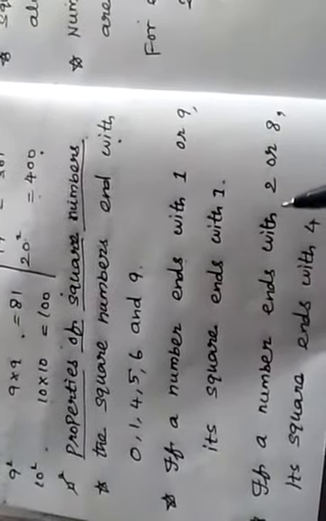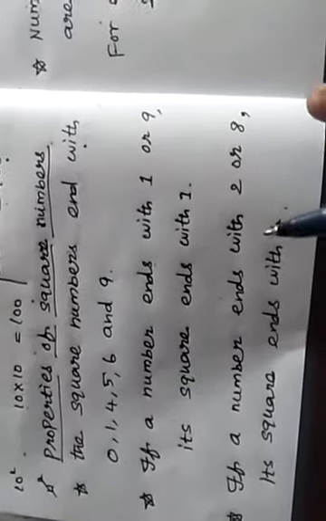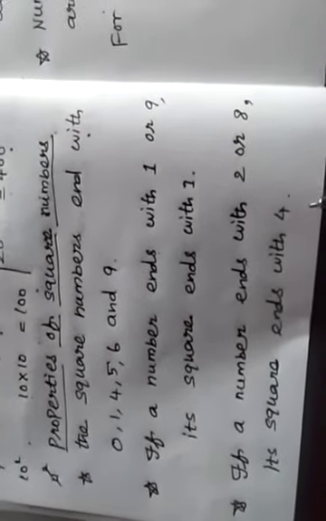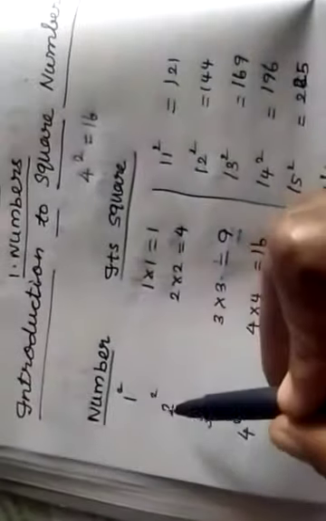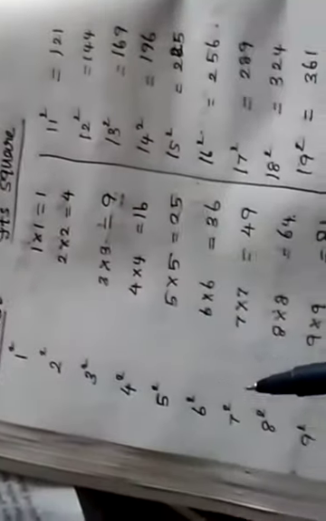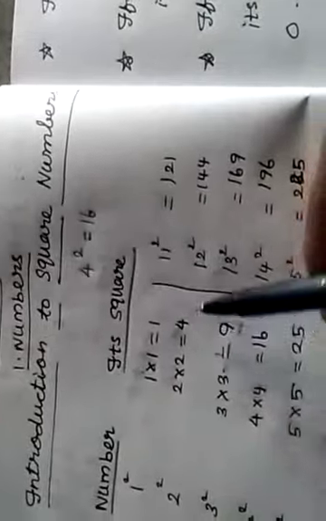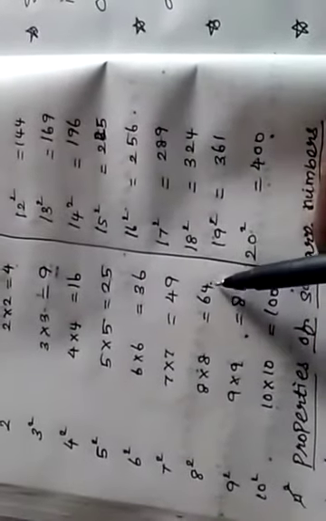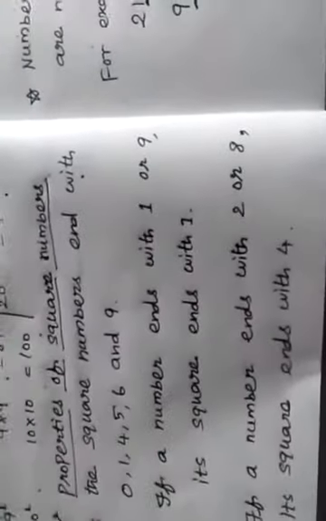Likewise, if a number ends with 2 or 8, its square ends with 4. For example, the number 2 or 8: its square ends with 4, and here also 4. So the square ends with 4.